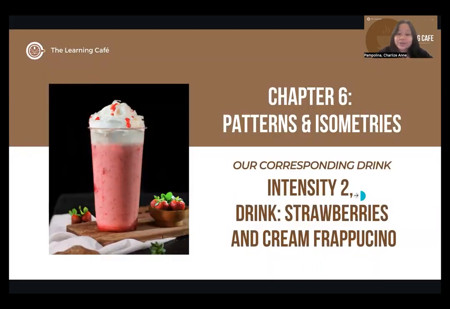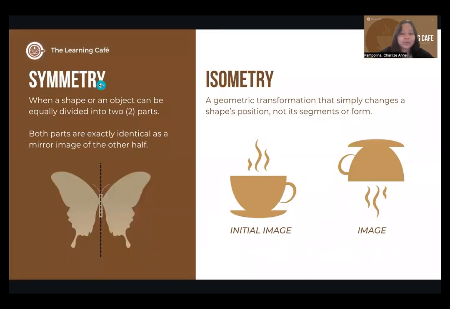Why don't you try out our strawberries and cream frappuccino with an intensity of only 2, which is as light as our last lecture about patterns and isometries? So let's dive right in. As per usual, let's start with our very first ingredient. In this case, we'll be dealing with symmetry.